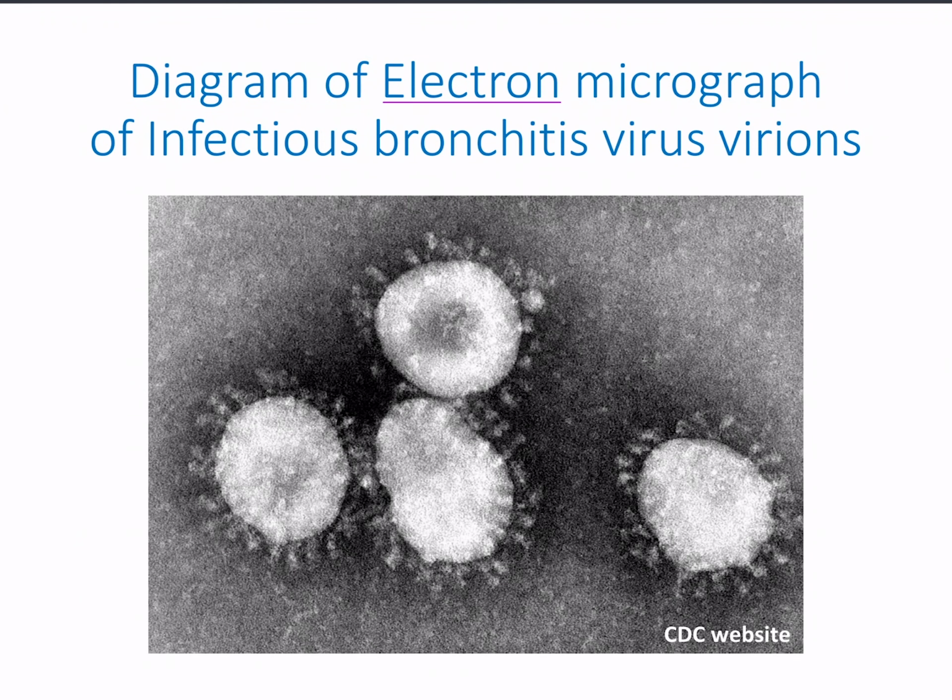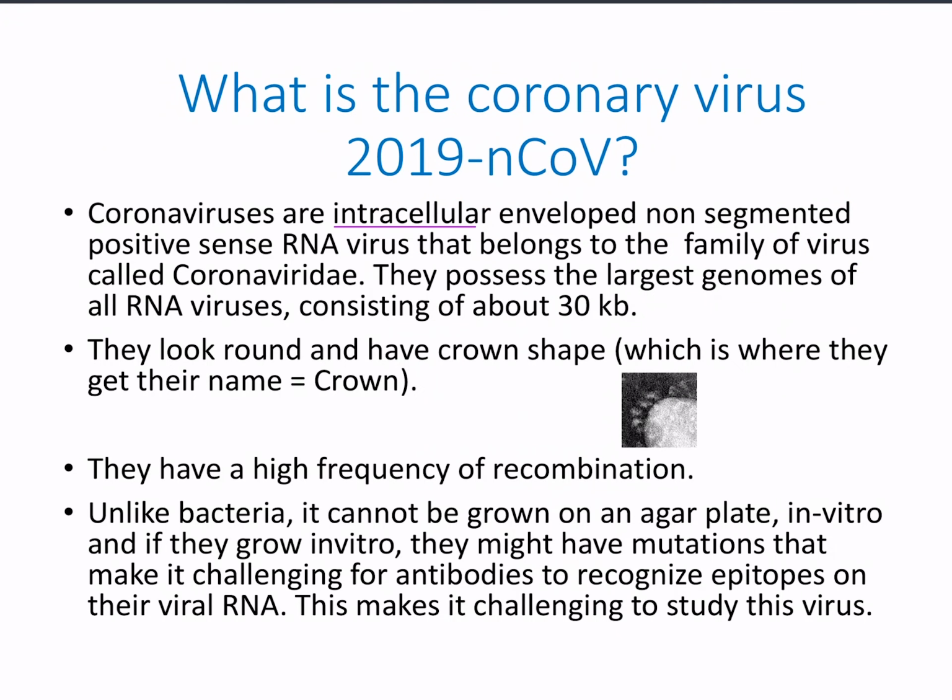So this is the diagram with the electron micrograph of coronavirus. As you can see, it's small because you're looking at the electron micrograph, but bigger relative to other viral infections. So what is the coronavirus 2019 nCoV? This is an enveloped, non-segmented, positive-sense RNA virus belonging to a family of viruses called the coronaviridae. They possess one of the largest genomes among all RNA viruses, which is about 30 kb.